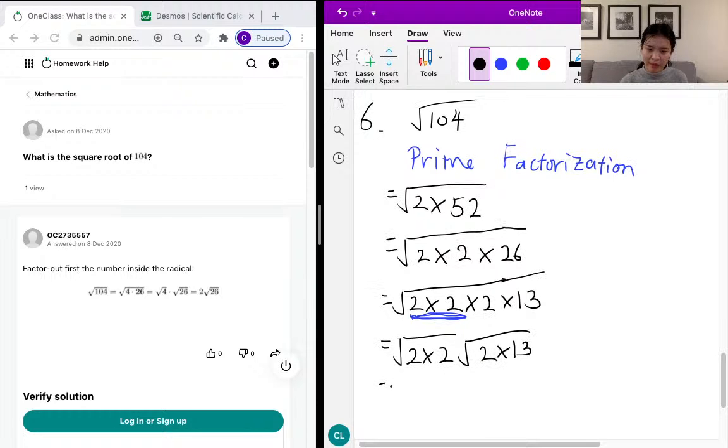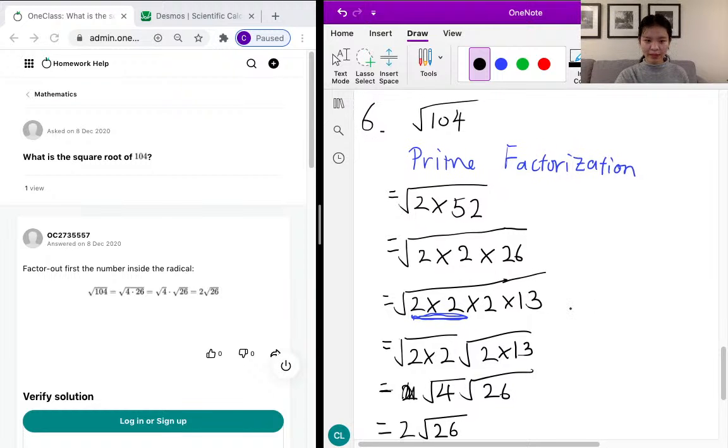So here we have 2 times 2, which is 4, and the square root of 4 is obviously just 2. So actually, let's just write it out. So 2 times 2 is 4. We have the square root of 4. And 2 times 13 is 26. We have the square root of 26. And the square root of 4 is just 2. So we have 2 root 26. And 2 root 26 is the square root of 104 simplified.